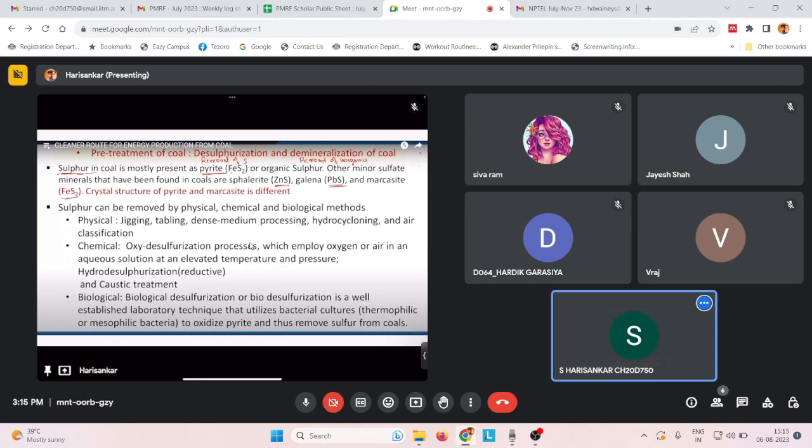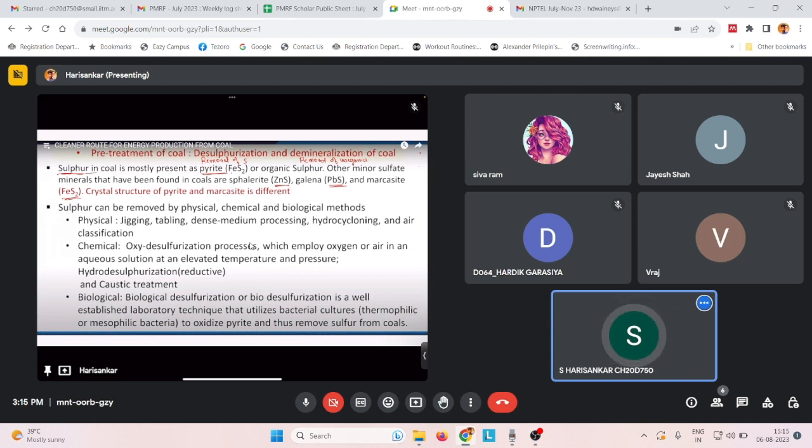Even for FeS2, you have two forms here. One is the pyrite form and the other is the marcasite form. So basically there are some chemical or crystal structure differences between the FeS2 of pyrite as well as marcasite. But again, these are basically iron ores of sulfur. And the sulfur can be removed by chemical, physical or biological methods.